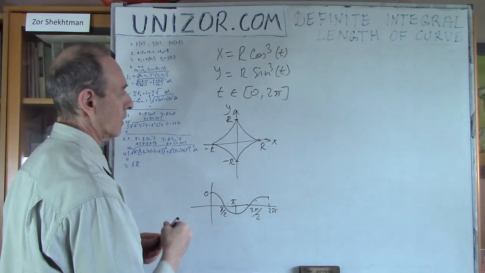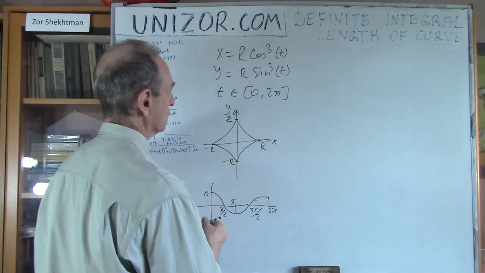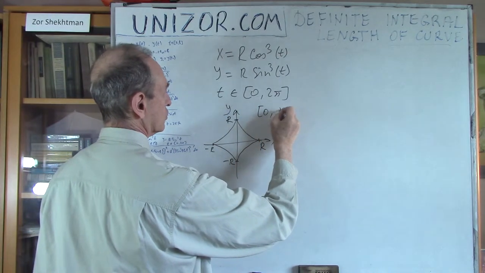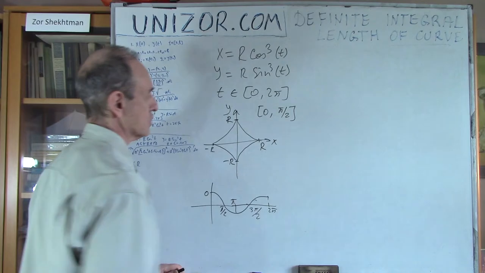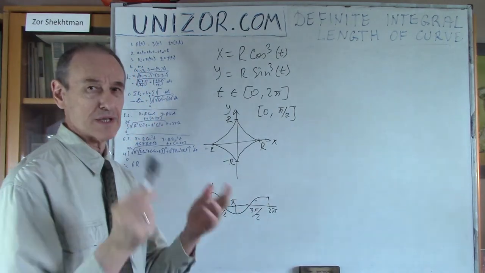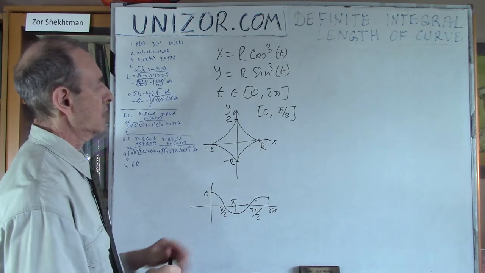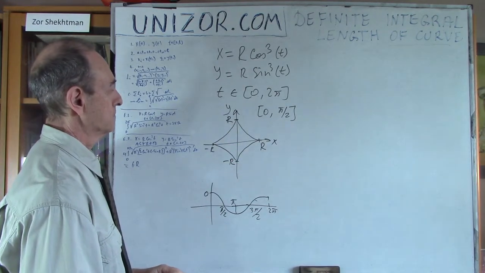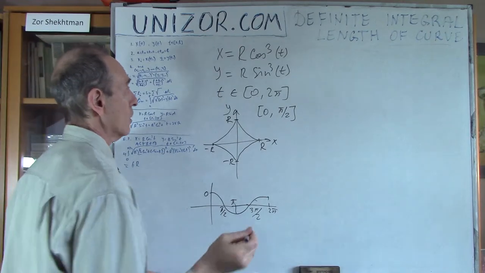So right now I will do it not from 0 to 2 pi, but I will do it from 0 to pi over 2. That's just easier because I don't have to be concerned about minus sign, plus sign. That's too much bother. It's much easier to do this and then multiply by 4.